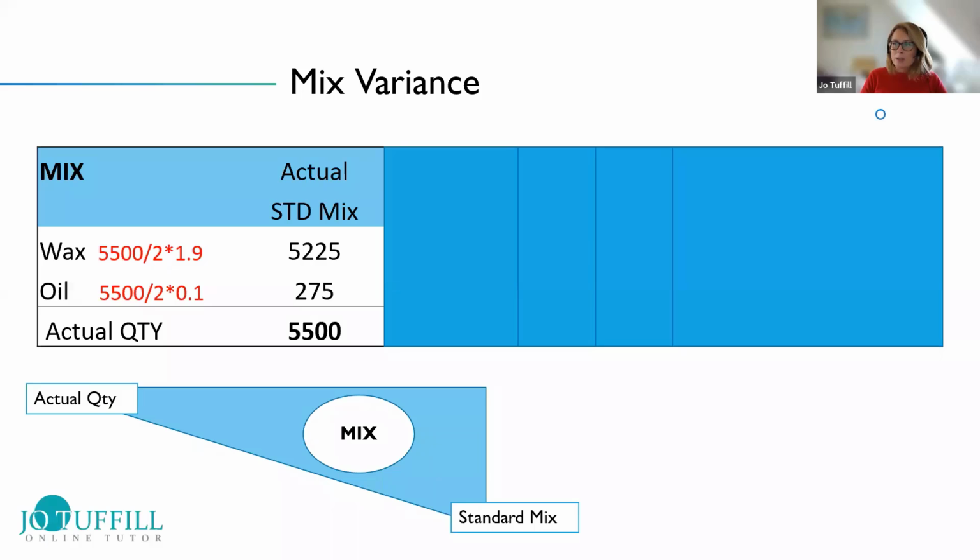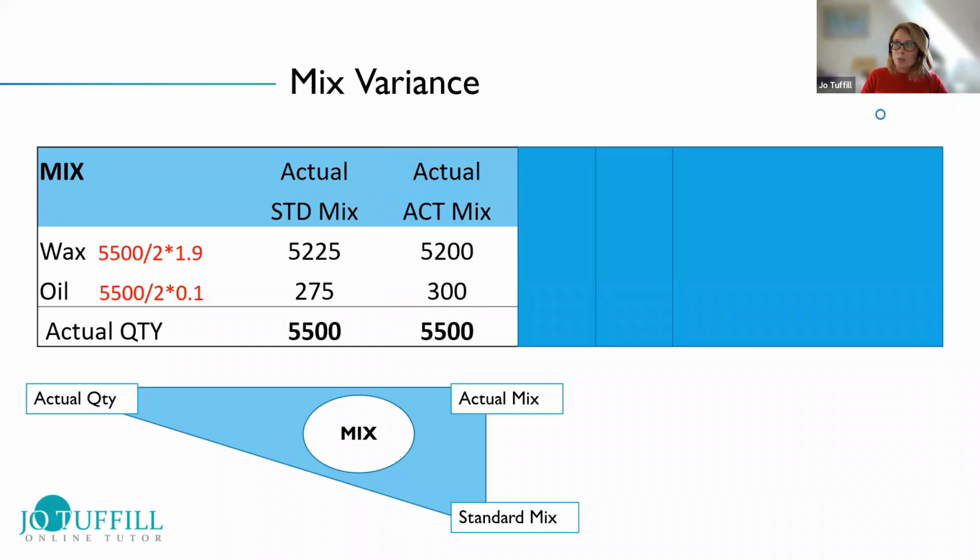So here it is again. You need to put it into a table. We find the actual quantity, which is 5,500, and we split that back in the standard mix. To do that, you take the 5,500 divided by 2, which is the standard total for a candle, and then times by the 1.9 for the wax, and the same for oil. And then you've split that 5,500 back into the standard mix. The actual quantity in the actual mix was given to us in the question.